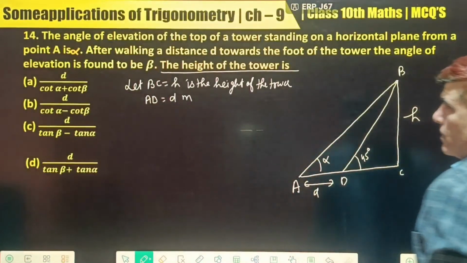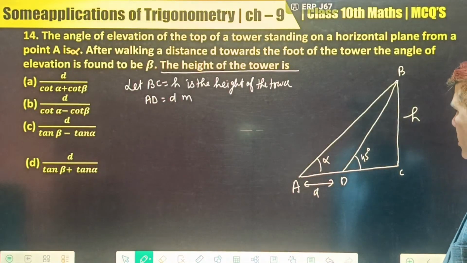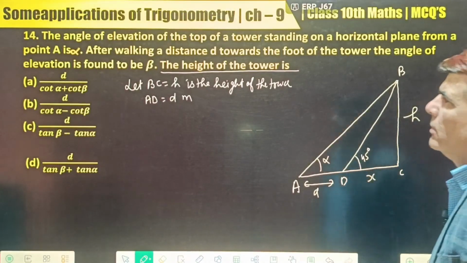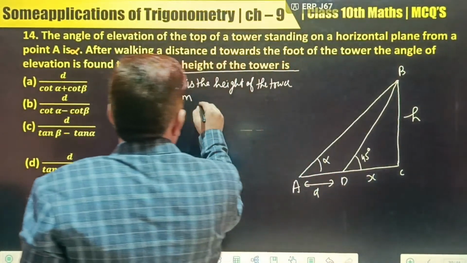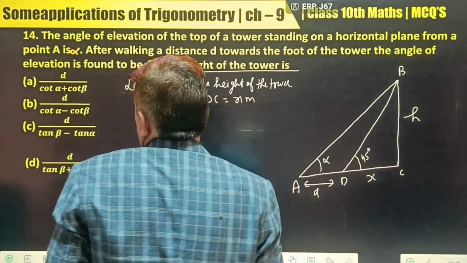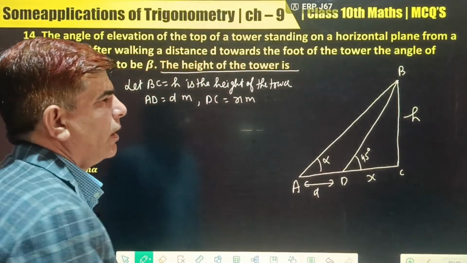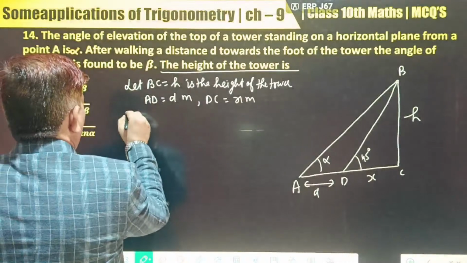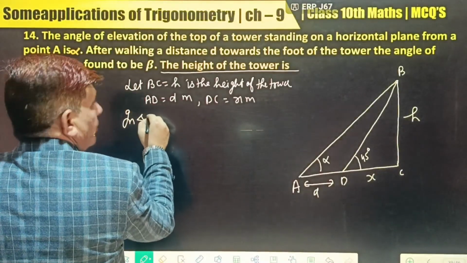Got it? What is this? This we can say X. And DC equals X meter. DC equals X meter. So what can we do? First we can take a triangle. Which triangle?